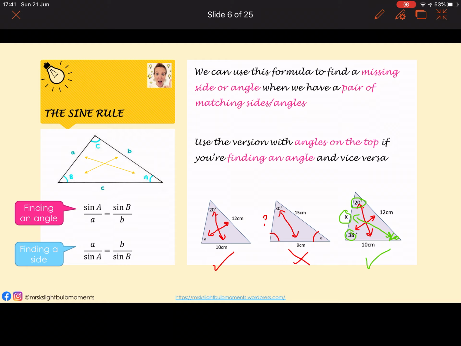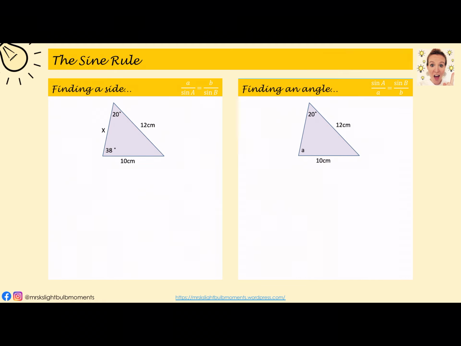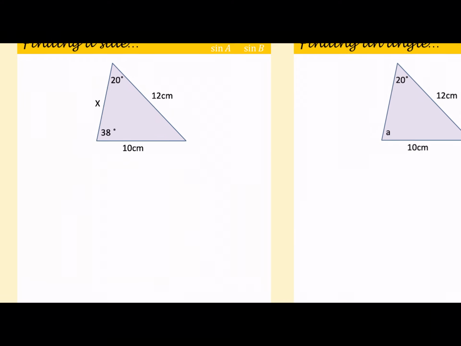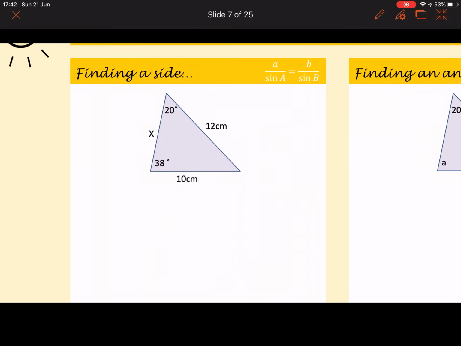Okay, let's go through some examples of how this works. So I'm going to do one of each and then give you some practice questions. So we could do finding a side or finding an angle. If we look at this version first, finding a side. Now, I've written the formula out at the top here. And remember, because we're finding a side, I'm going to use the version with the little letters, the sides on top. Now, they are the same formula. They mean exactly the same thing. And you might not have been told to use different versions, but it just helps with your rearranging. If you just try and get it in this format to start with, it makes it a lot easier.